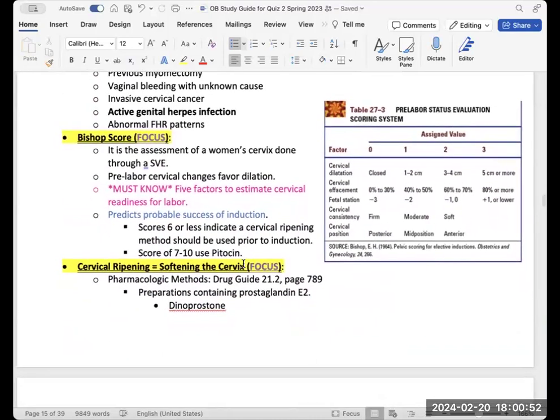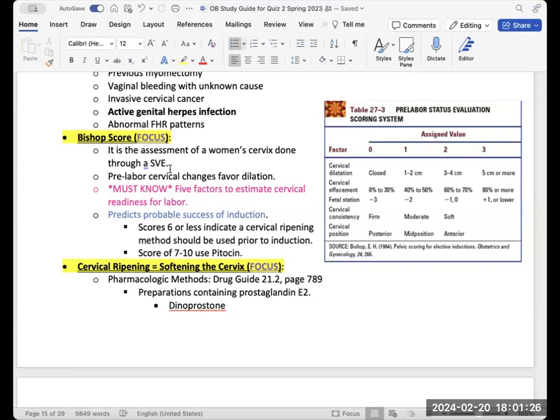So, how should we figure out what to do? How should we determine induction? Well, the first thing we're going to do is look at a Bishop score, and it's an assessment of the woman's cervix done through a sterile vaginal exam. This tells us the pre-labor changes that would favor dilation, and this is going to help us know if we should induce them, because it's going to tell us the probability of success by using this Bishop score.